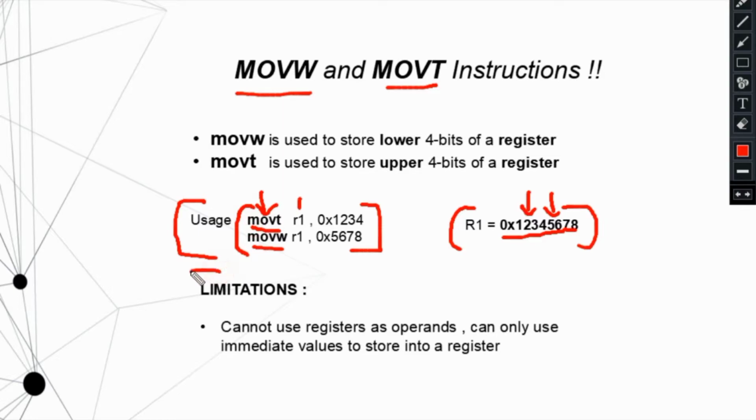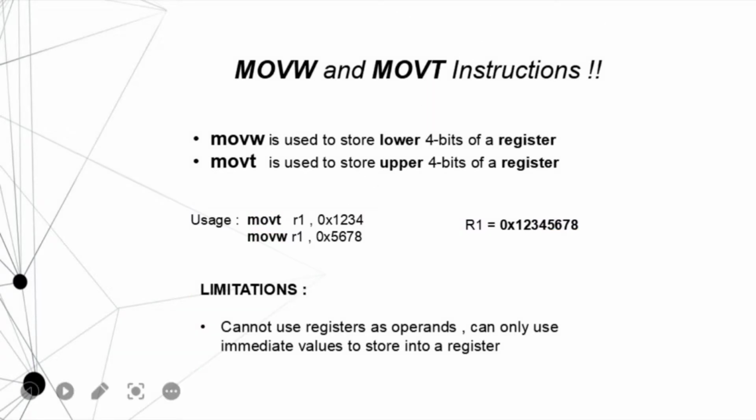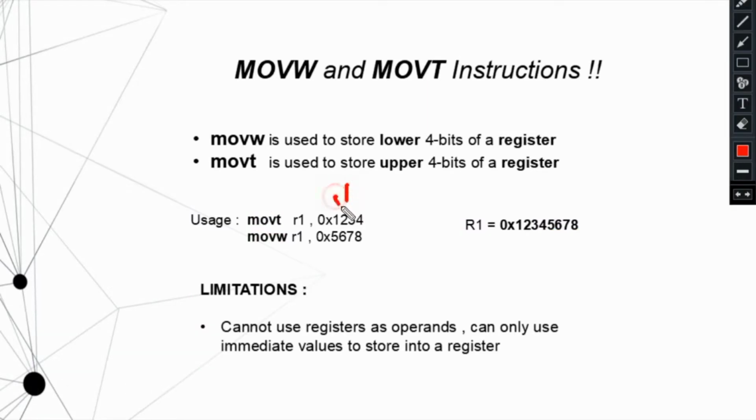There is a limitation with the MOVW and MOVT instructions: we cannot use a register as an operand. As we can see in these examples, we are using only immediate values. This is the only limitation in the MOVW and MOVT instructions. And a fun fact, the MOVW and MOVT instructions can be used in 16-bit mode too.